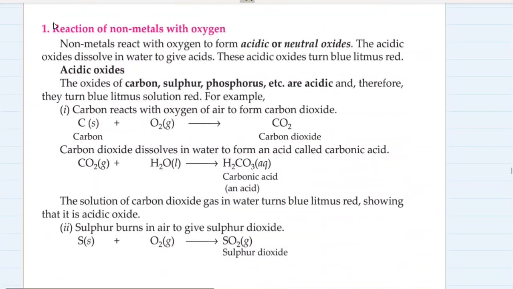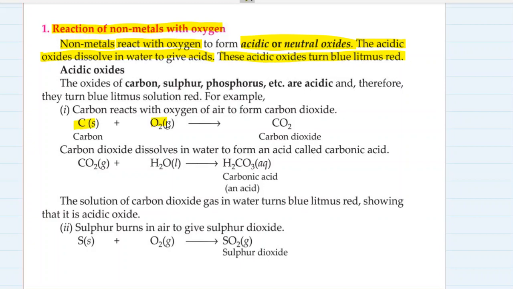Let's start by understanding the reaction of non-metals with oxygen. Whenever non-metals react with oxygen, they form, please note it down, acidic or neutral oxides. They can form acidic oxide as well as neutral oxide. It was not the case with metals. Metals, whenever reacted with oxygen, not all metals react with oxygen, but whichever metals react with oxygen, they form basic oxides, right? But non-metals, when they react with oxygen, form acidic oxide. They also form neutral oxide, but talking about acidic oxides, the acidic oxides dissolve in water to give acids, and these acids turn blue litmus red.